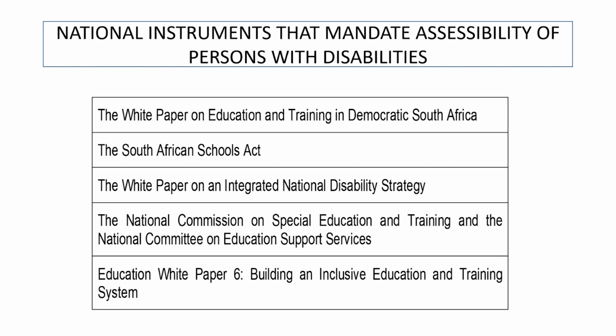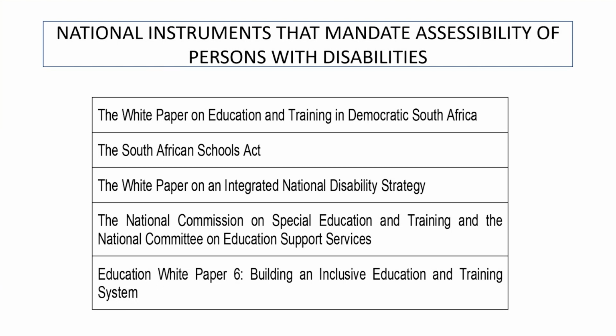If you are from other regions, if you are in other countries, there are also national instruments that mandate accessibility for persons with disabilities. If you are in Lesotho, you have national policies. If you are in Swaziland, you have national policies, Mozambique, Zimbabwe, Botswana, and so on. But in South Africa, we have the White Paper on Education and Training in Democratic South Africa.